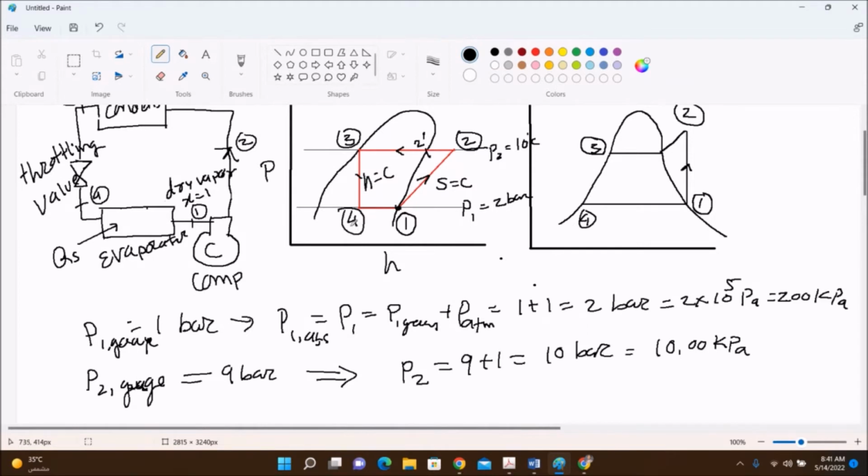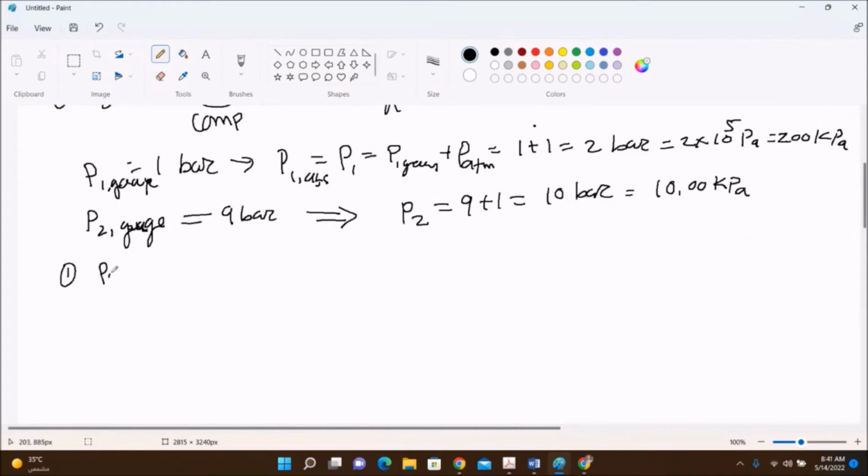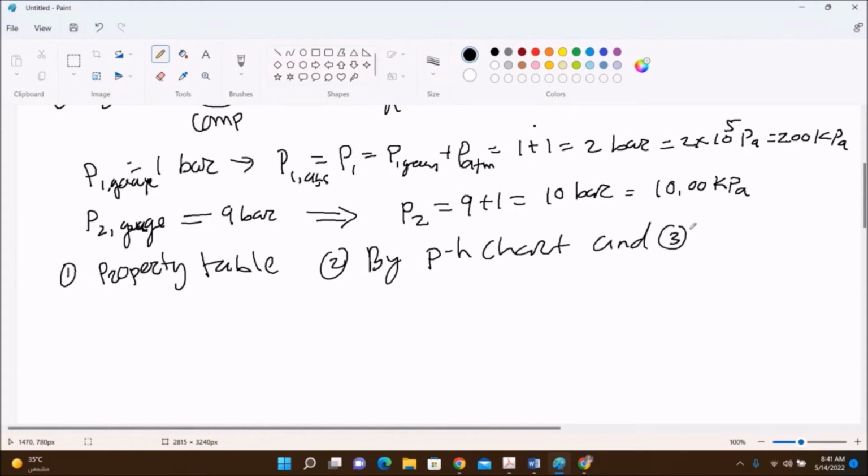So this point 4 is a mixture. I need to find it by formulas. Point 2 is a superheated vapor. I need to find it from the superheated property table. So we can solve this problem by 3 methods: number 1 by property table, number 2 by pH chart, and number 3 by software. I will explain the property table, which will be similar to the software. So you can try using the software. I will not explain it. For the software, refer to my previous video. The pH chart I will explain.